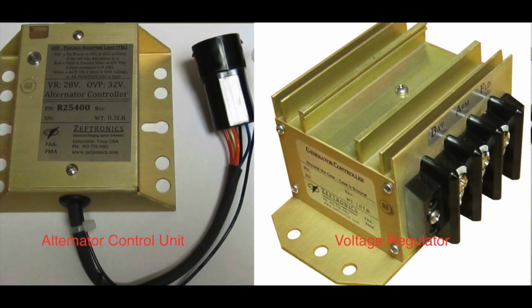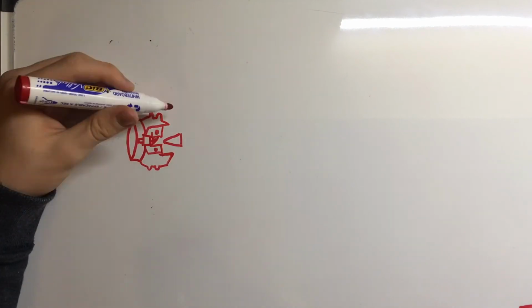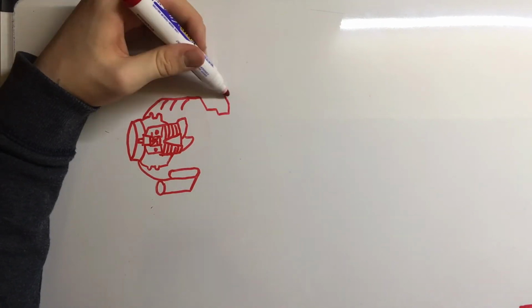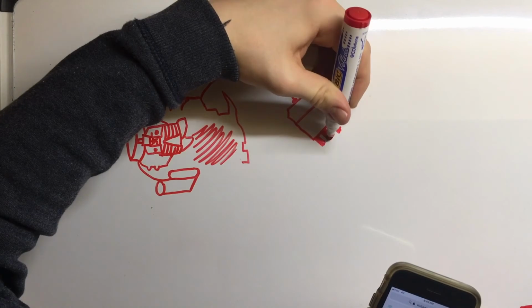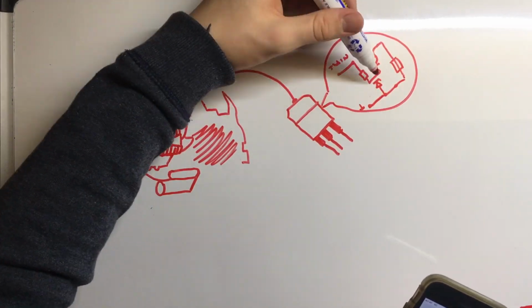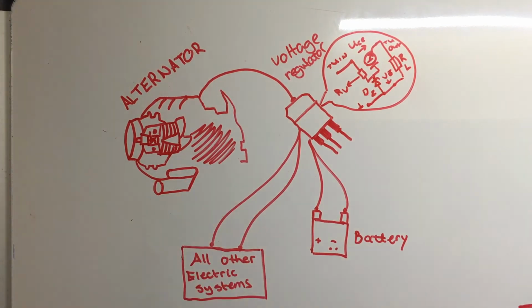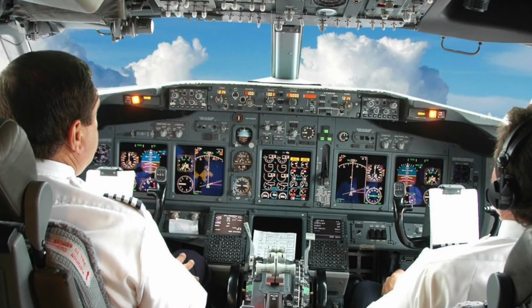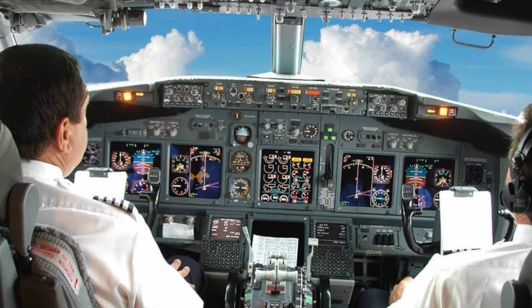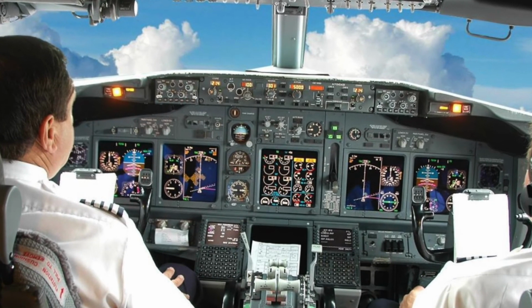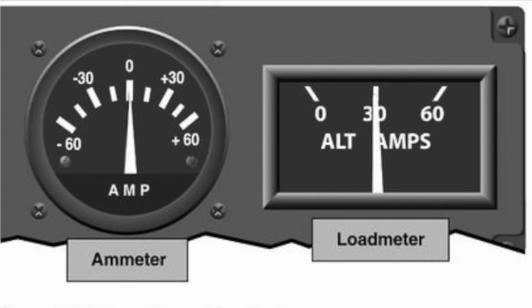A voltage regulator and alternator control unit are used to monitor and control the electrical system. A voltage regulator allows the power generated from the alternator to charge the battery and power the electrical system with a safe, usable voltage. The voltage regulator also stabilizes the output of the alternator. A pilot must closely monitor the performance of the electrical system. The main components for this task are the ammeter and the load meter.